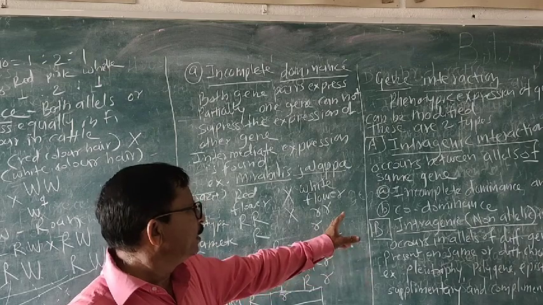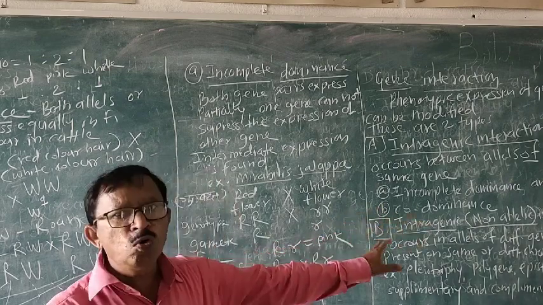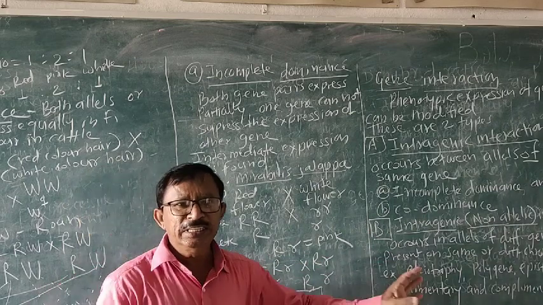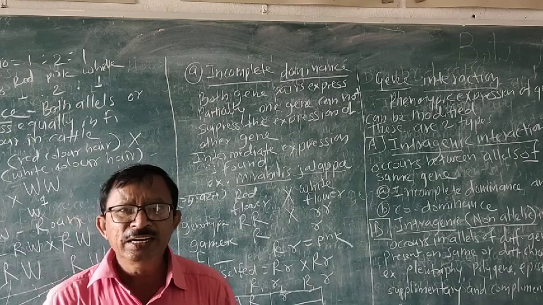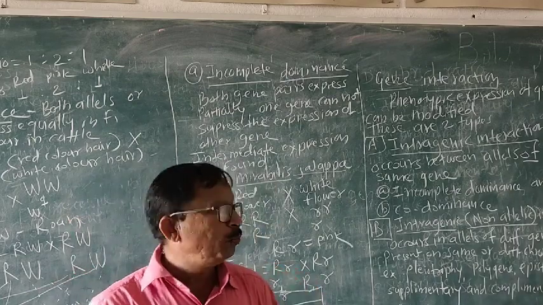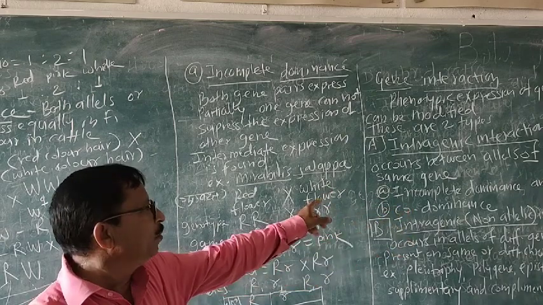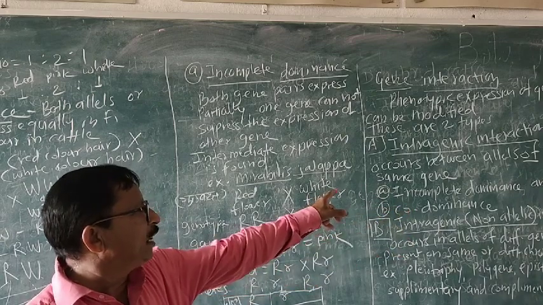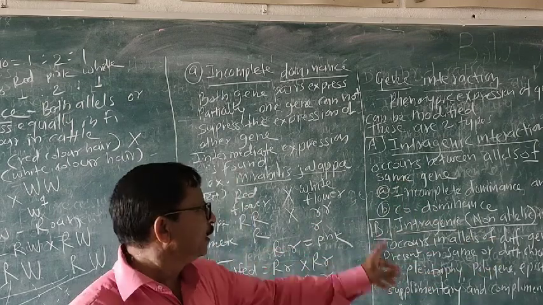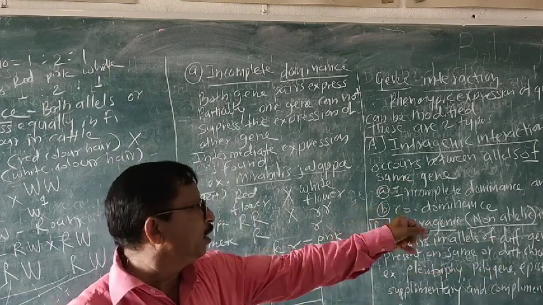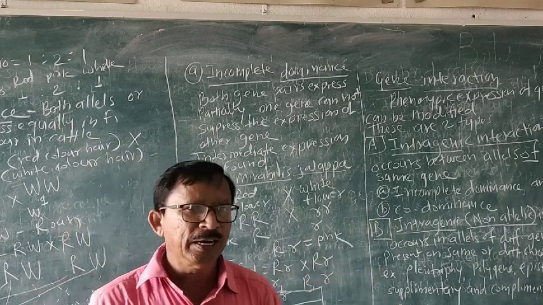Now there are again two types: incomplete dominance and codominance. The name itself indicates incomplete dominance and codominance. We are going to study the intragenic interaction. Whenever the interaction takes place between the alleles of the same gene, they are incomplete dominance and codominance. We can study them separately.